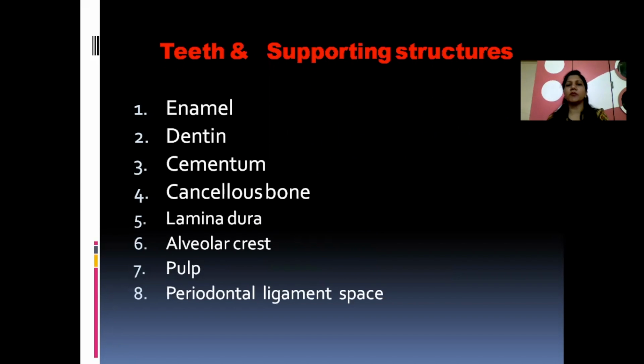Now, teeth and supporting structures include enamel, dentine, cementum, cancellous bone, lamina dura, alveolar crest, pulp, and periodontal ligament space. Amongst these, enamel, dentine, cementum, cancellous bone, lamina dura, and alveolar crest are radiopaque landmarks, that is white, and the pulp and periodontal ligament space are radiolucent landmarks, that is black.